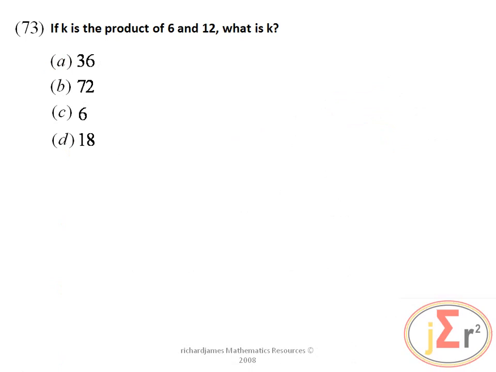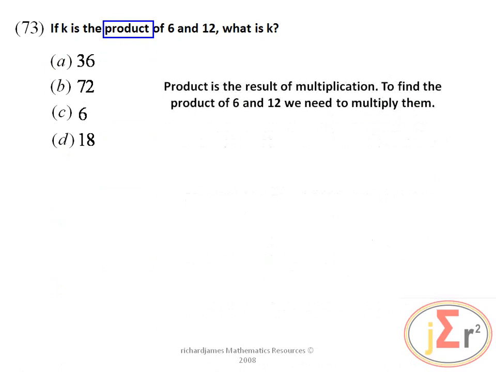If K is the product of 6 and 12, what is K? Product. So product is the word that we are paying special attention to in this problem. Product is the result of multiplication. To find the product of 6 and 12, we need to multiply them together. So 6 multiplied by 12 is equal to 72. The correct answer is option B.